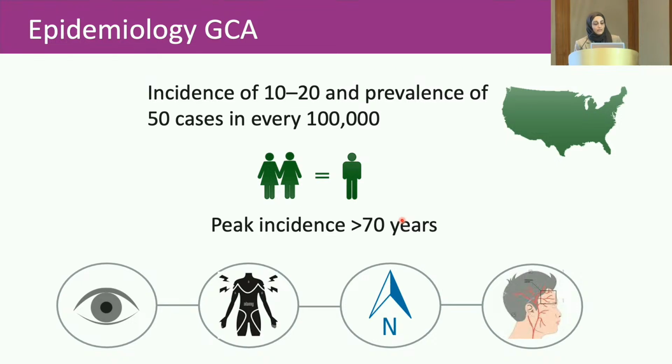So regarding the epidemiology of GCA, the incidence, which reflects the number of new cases, is about 10 to 20 in 100,000, whereas the prevalence, which reflects the number of existing cases, was about 50 cases in every 100,000. It's more common in females than males, and the peak incidence is above 70 years. And about 2/3 of the patients will develop ocular symptoms, and up to 30% will have permanent visual loss. That's why we reacted fast when we suspected giant cell arthritis, even before we had the confirmatory diagnosis, because of the risk of blindness.